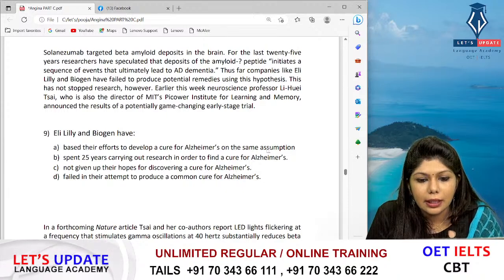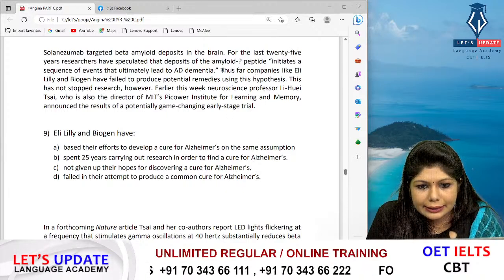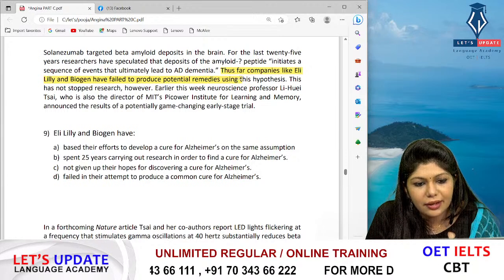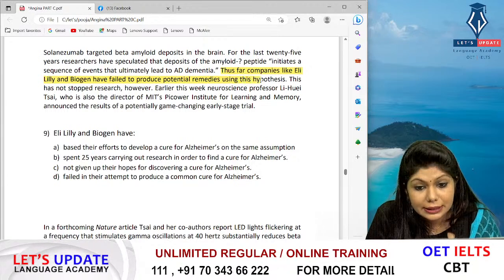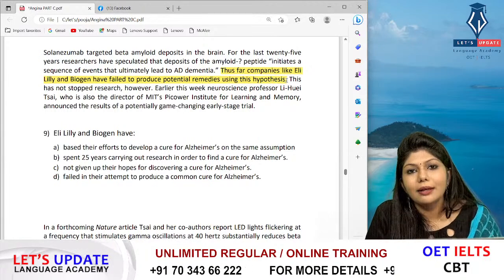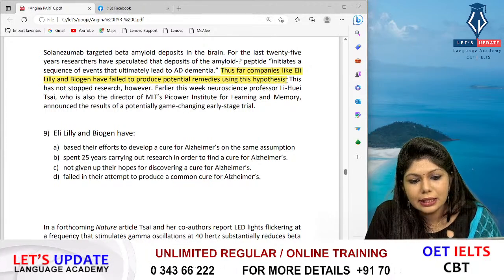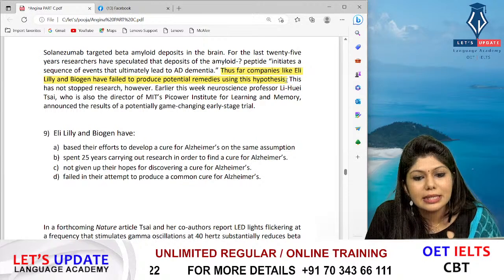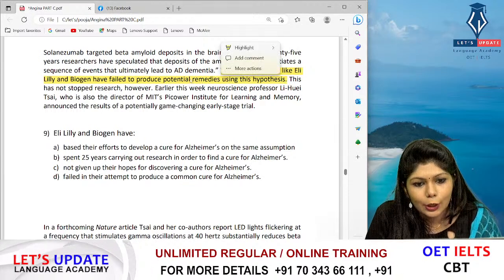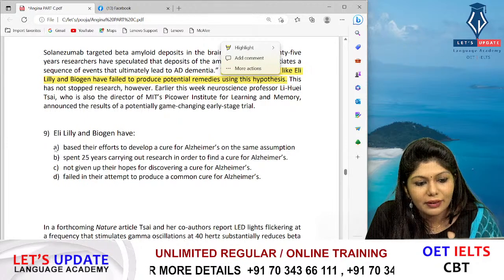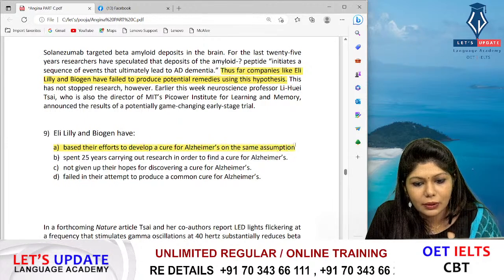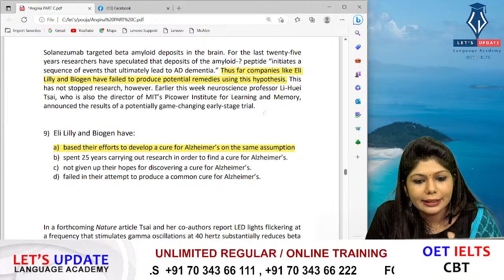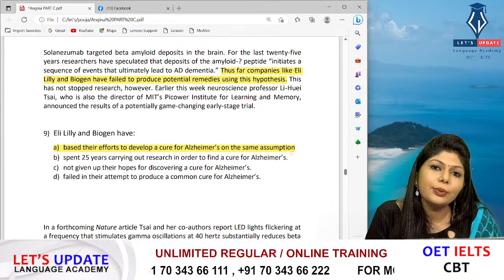I think you can see this over here. It's the third line. Thus far, companies like Eli Lilly and Biogen have failed to produce potential remedies using this hypothesis. Hypothesis means assumption. That means they have based their efforts to develop a cure on the same hypothesis or same assumption. And that is why you have A as the answer. Using this hypothesis means they are using the same hypothesis, right? And that is the same assumption.